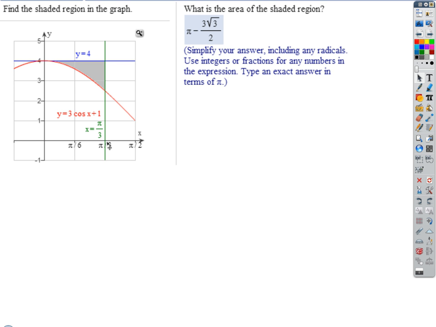Okay. But the area under the red curve is not what we're looking for, right? The area under the red curve, this area right here, is not what we're looking for. The area under the blue curve, which isn't a very exciting curve, is also not what we're looking for. Right, here's the area under the blue curve.